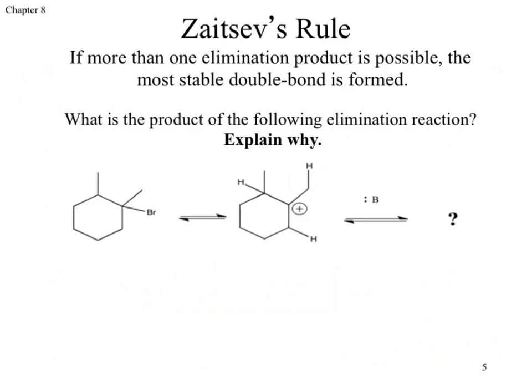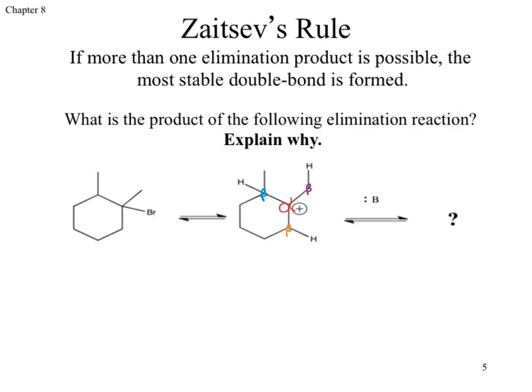Where's our alpha position? Where our carbocation is. Where are our beta positions? One carbon away. So we have 3 beta positions in this case, which means we end up with, I guess, I can color code those. How many possible products? 3 possible products.